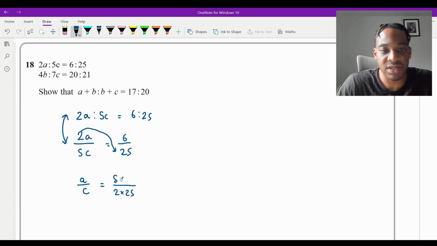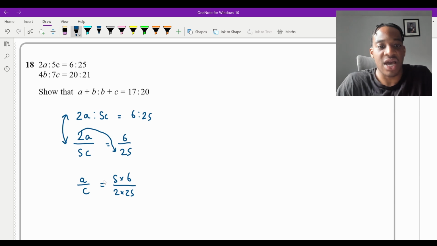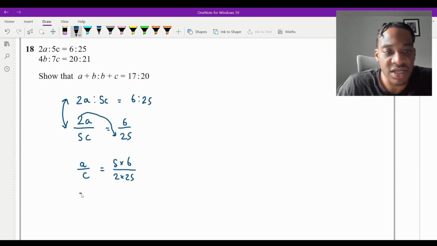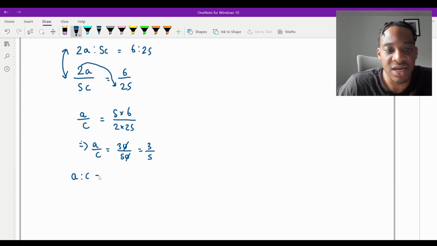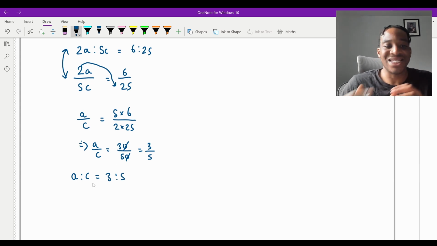So it just becomes 5 times 6, like this. And then tidying this up, this is just the same as a over c is equal to 30 divided by 50, right? And then we can cancel the zeros here. So we can say that a divided by c is 3 over 5. And if a divided by c is 3 over 5, that just means that the ratio of a to c is equal to 3 to 5. Which is good because now we've got a and c's without the multiples, which is easier to work with.